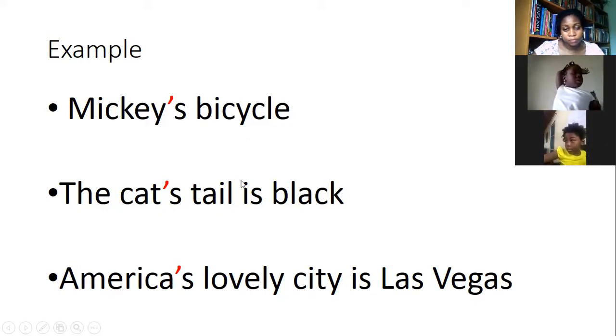Let's continue. The cat's tail is black. The cat's tail is black. Whose tail are we talking about here? The cat. So you see the apostrophe is here. The tail belongs to who? The cat. So the ownership, the cat is the one who owns the tail. Now let's replace the cat with a possessive adjective. And which one would that be? Yes, Lali.